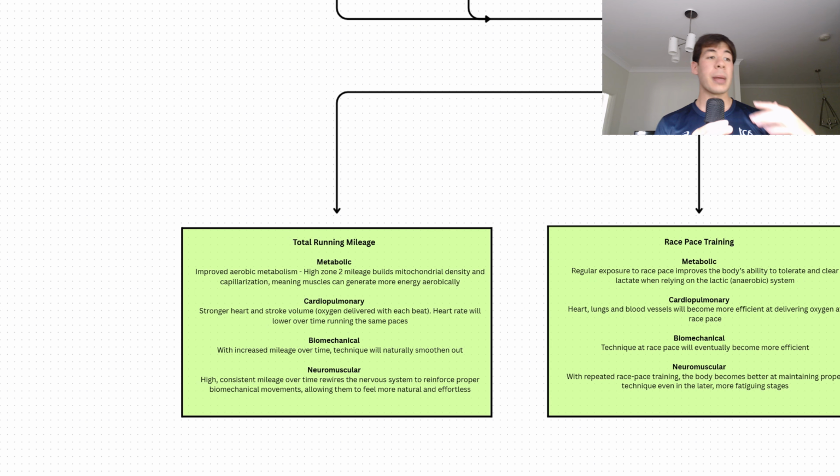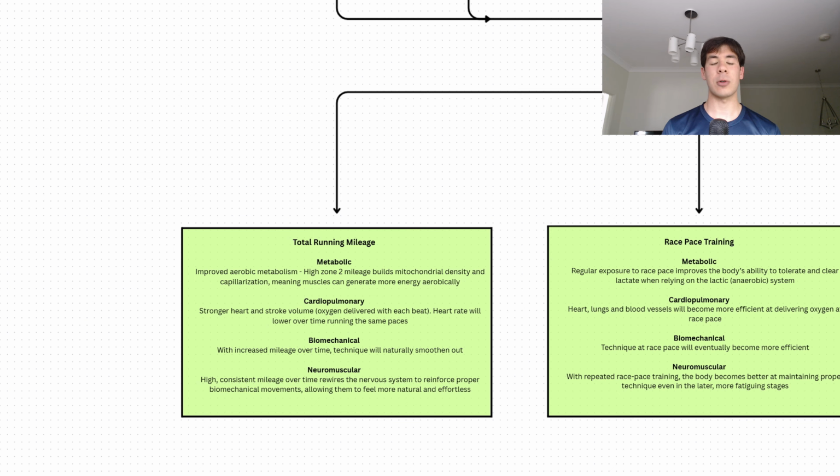Now, biomechanically, with increased mileage over time, your technique is also going to naturally smoothen out. Because you'll find that running long distances with improper technique is actually very, very hard to do. Your body doesn't want to be working hard. It's lazy. It wants to find the path of least resistance. So what it's going to do is naturally find the most efficient and energy-saving method of running those longer distances.